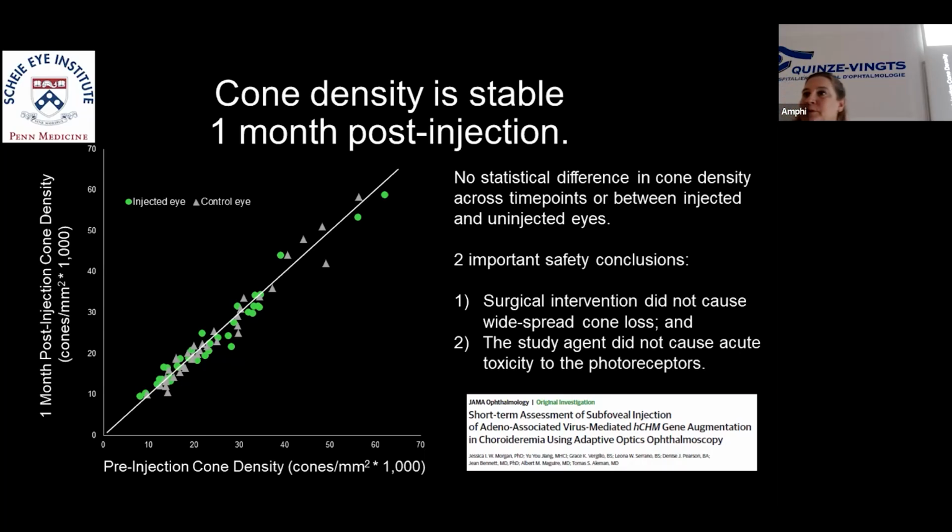And this leads to 2 really important safety conclusions related to the gene therapy intervention. First, that the surgical intervention itself, the retinal detachment that's caused by the surgery, did not cause widespread cone loss in these individuals. And second, that the study agent itself did not cause an acute toxicity. And so these are results that we've just recently published earlier this year in JAMA Ophthalmology.